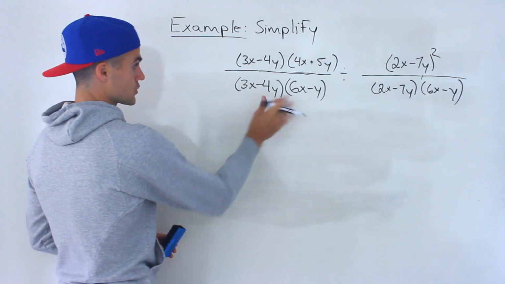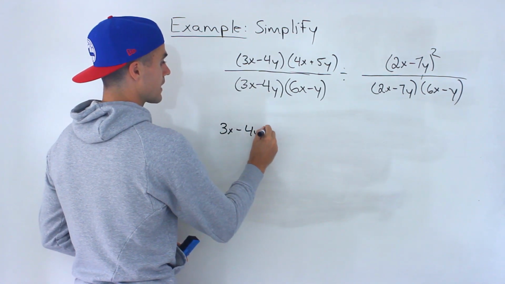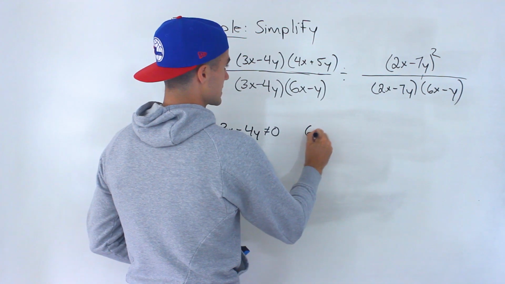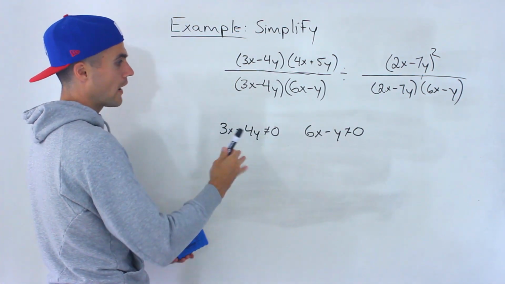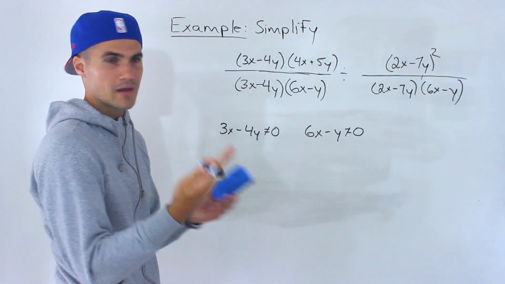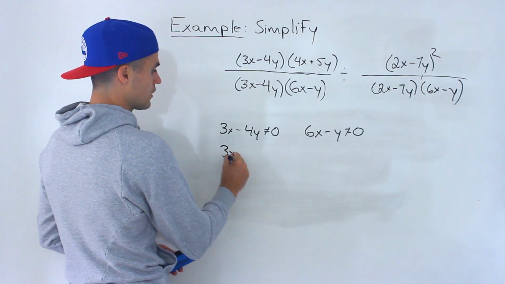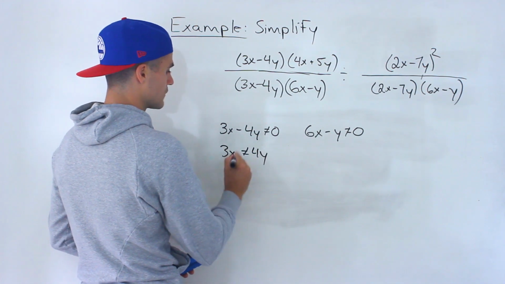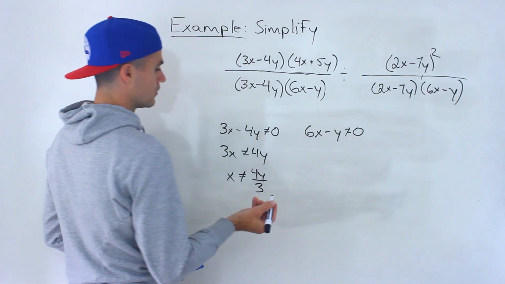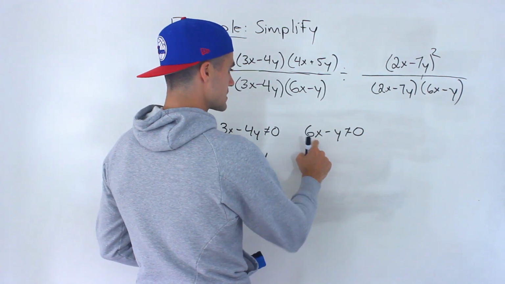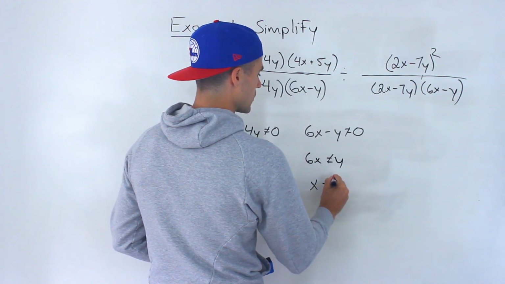So notice we can get the restrictions from this denominator. So basically 3x minus 4y can't be 0, and then 6x minus y can't be 0. So you could isolate it in terms of the y or the x. Solution may give both, may give one of them. I'm going to isolate in terms of the x's. So here 3x can't be 4y, divide both sides by 3, so x can't be 4y over 3. Then over here, if I isolate for the x, 6x can't be y, so that means x can't be y over 6.